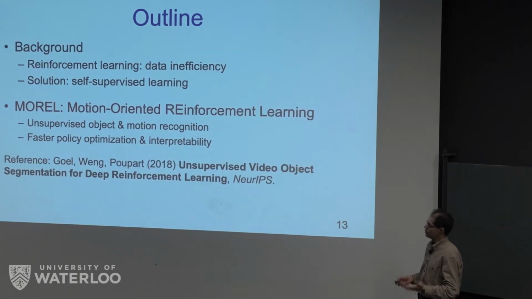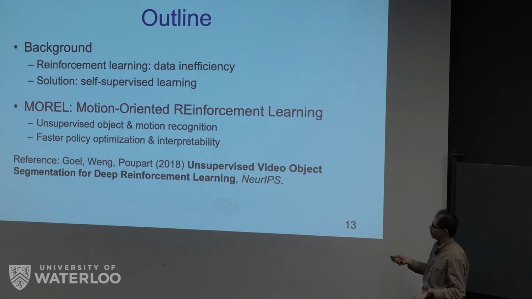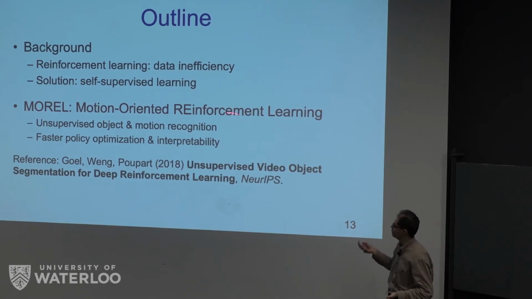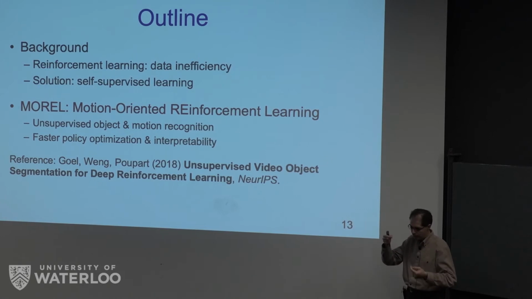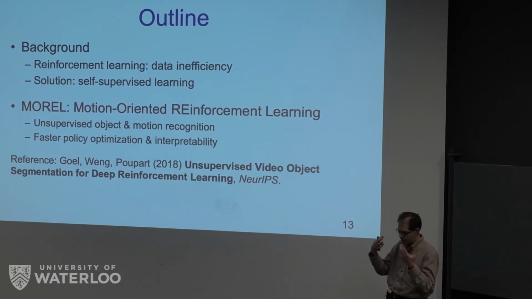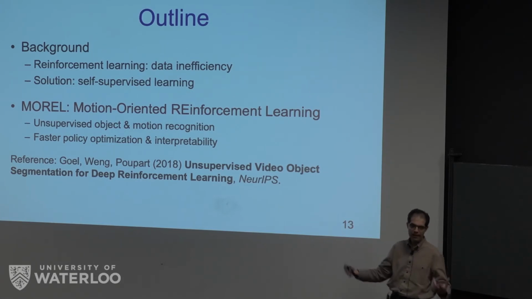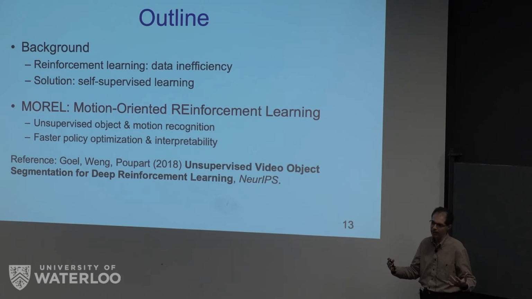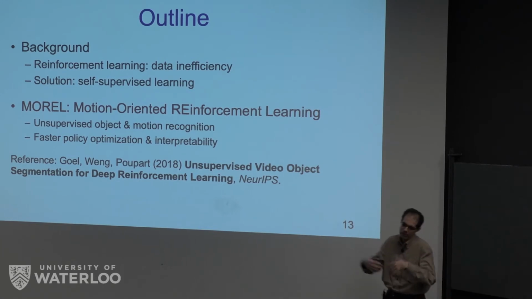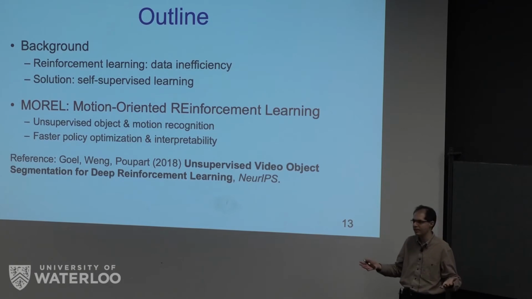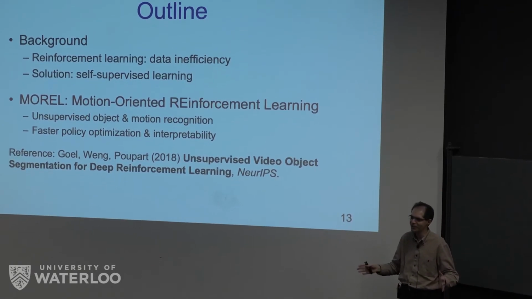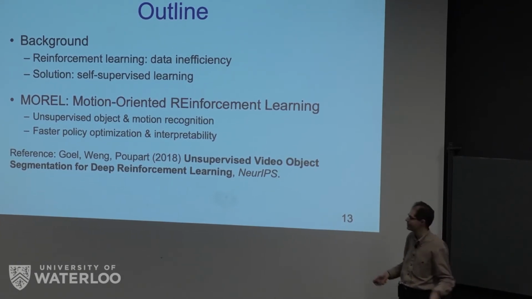Okay, and this leads to the work that we call motion-oriented reinforcement learning. That's because what we're going to learn is essentially to recognize those objects, specifically the ones that are moving, as well as their motion. So in many games, this is what matters, and I would argue that in dynamic environments, that might be a good heuristic in general. Things that are moving tend to be more important than things that are not.